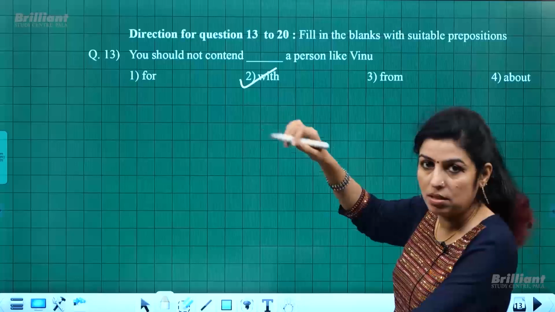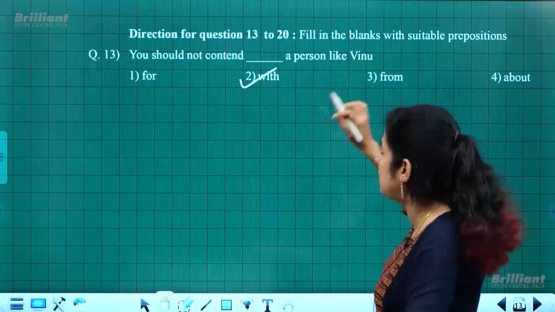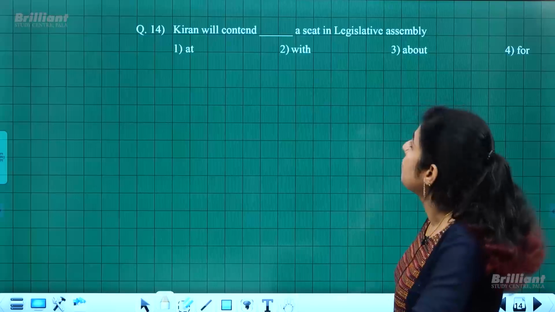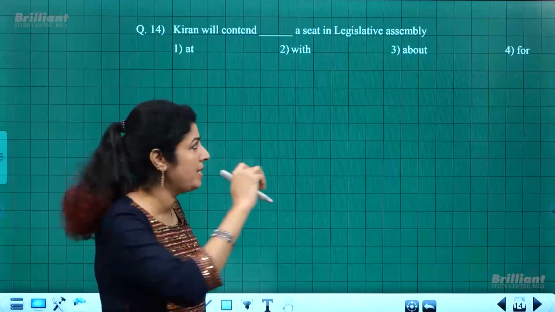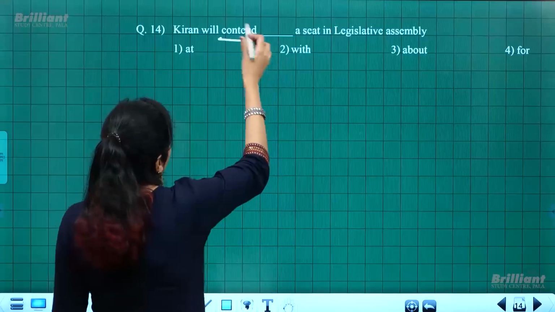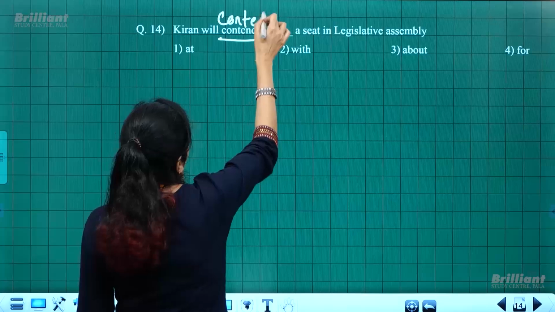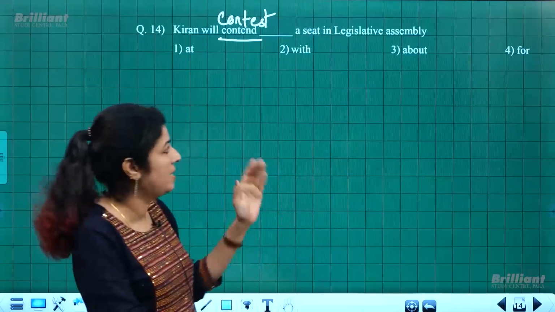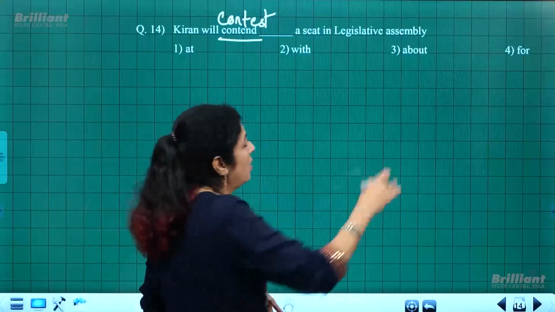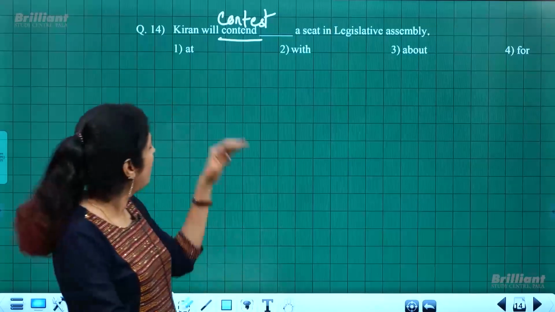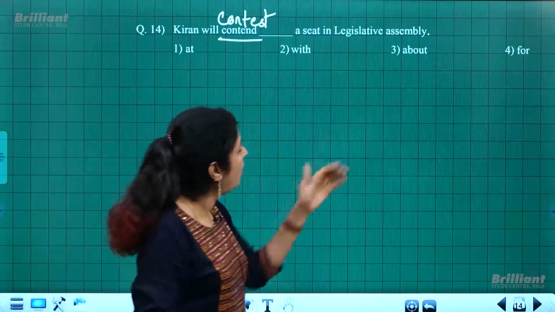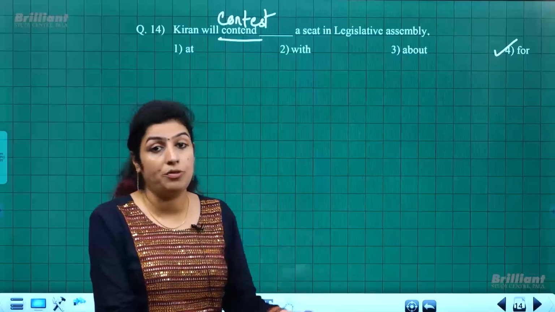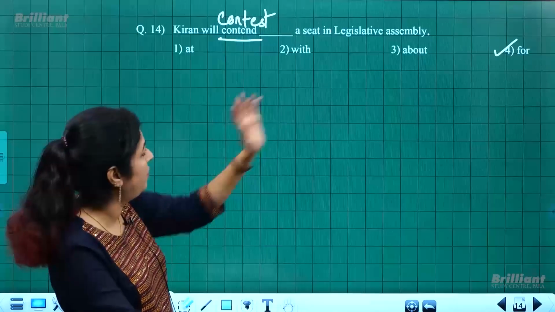You should not content means satisfaction, right? So you should not content with a person like we know, or adjust with a person like. That is the meaning it conveys. Next is Kiran will. There's a small error in the printing. I'll tell you what this word is. It's not content, it is contest. Competition or contest. Kiran will contest dash a seat in legislative assembly. Only with this word would it make sense. Let me put a full stop over here. So Kiran will contest for a seat in legislative assembly. For a seat. He will compete for, he will fight for a seat in legislative assembly.